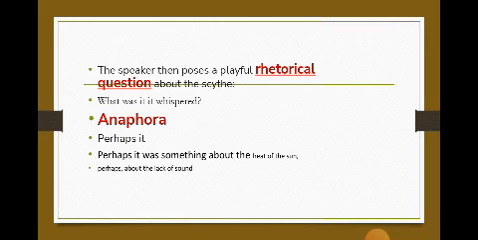Our next term is anaphora. Anaphora is the repetition of the same words at the start of different clauses or different lines. For example, the word "perhaps" is an anaphora. In the first line, he says, "perhaps it was something about the heat of the sun." Again, he says "perhaps something about the lack of sound," and these are some poetic devices used by Robert Frost in his beautiful poem Mowing.